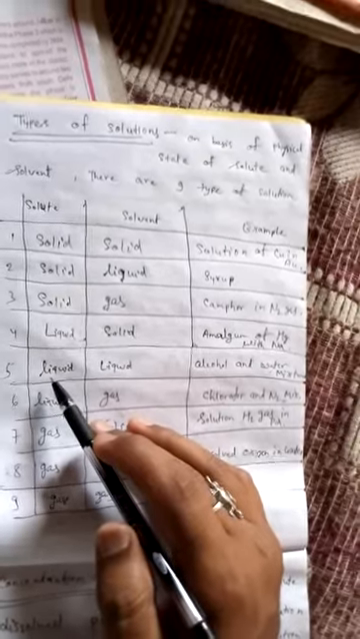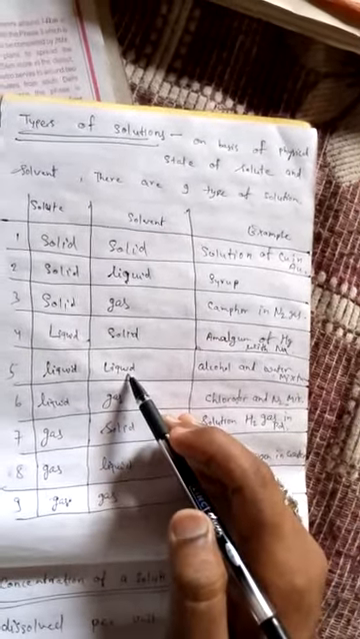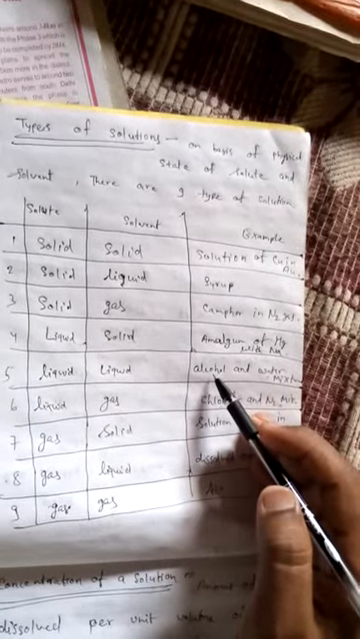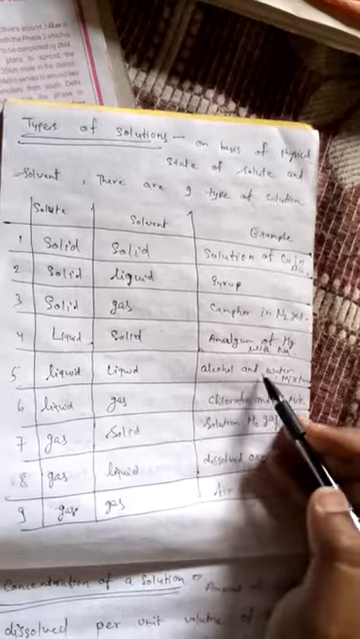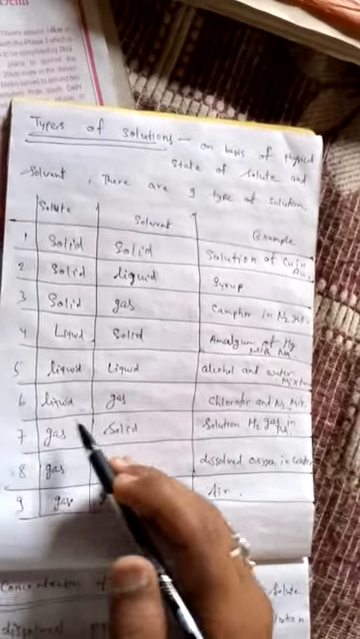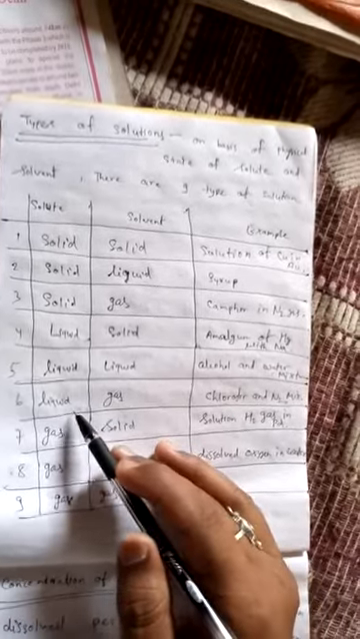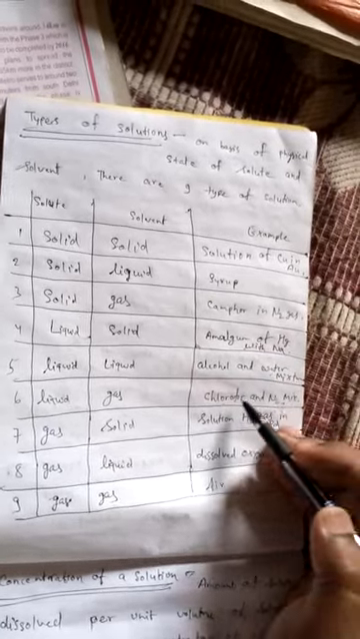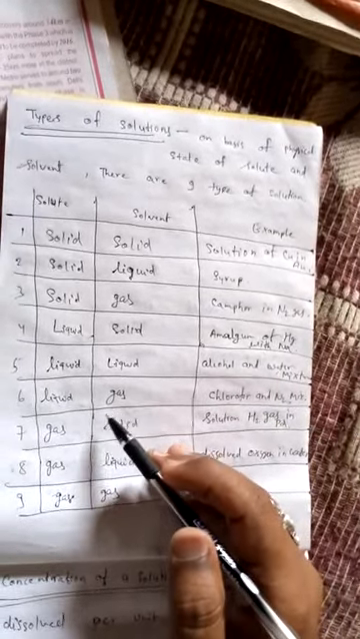Fifth, when solute is liquid and solvent is also liquid, that is liquid-liquid solution. Example of this type of solution is mixture of alcohol and water. Sixth, when solute is liquid and solvent is gas, that is when liquid is dissolved in gas. Camphor and nitrogen mixture is the example of this type of solution.